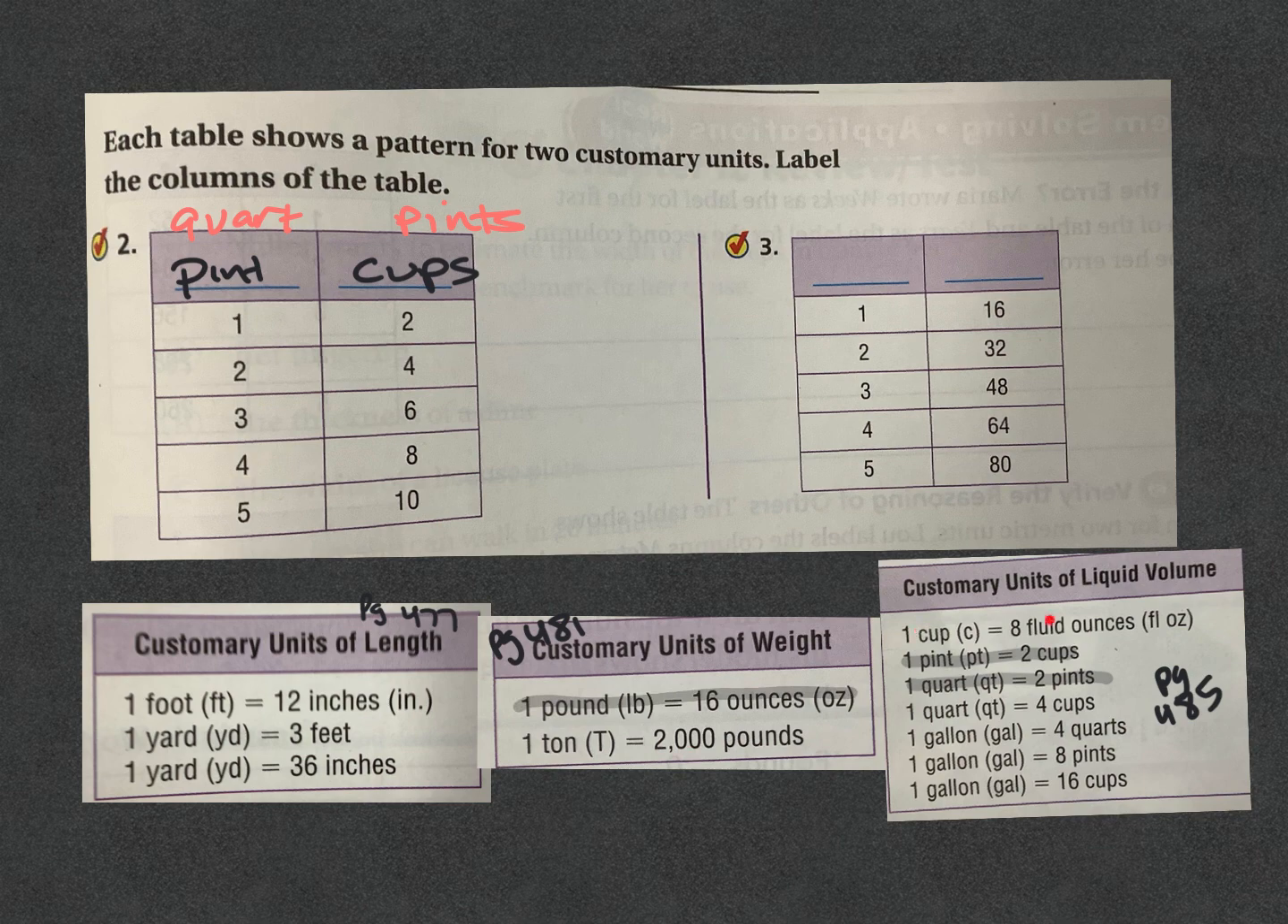1 to 2,000, 1 to 8, 1 to 2, 1 to 2, 1 to 4, 1 to 4, 1 to 8. And, oh, 1 to 16 again. Here's another one. So we end up with two possible answers on this one as well. It could be a pound to ounces, or it could also be 1 gallon to 16 cups. Gallon to cups is another possible answer.